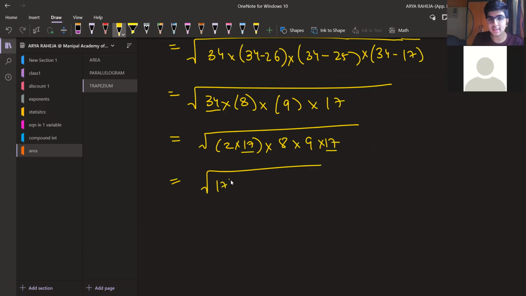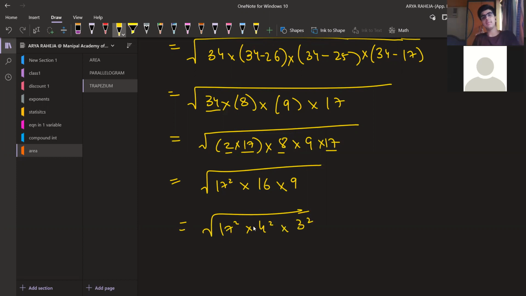So we write this as 17 का square, correct? Into now 2 into 8. 2 into 8 is how much? 2 8s are 16, into 16, into 9. Yeah, correct. So now this is under root of 17 square into 16, which is how much? 4 का square, na? Into 9 is how much? 3 का square. See, all perfect squares came out.